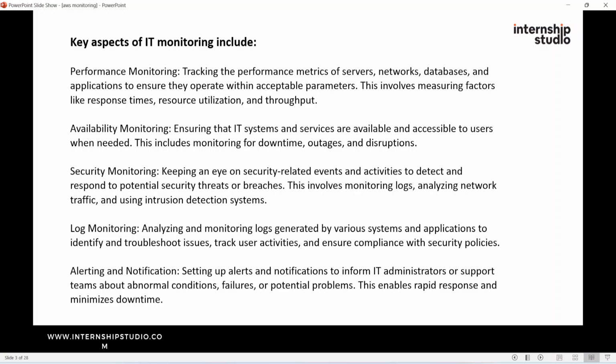Next is log monitoring. Log monitoring is nothing but analyzing and monitoring logs generated by various systems and applications to identify and troubleshoot issues, track user activities, and ensure compliance with security policies.